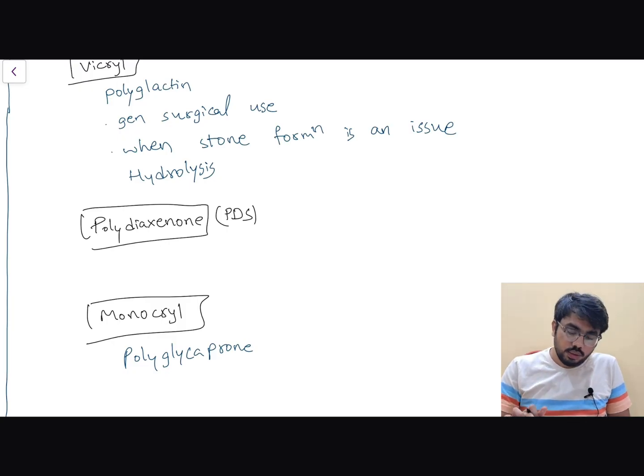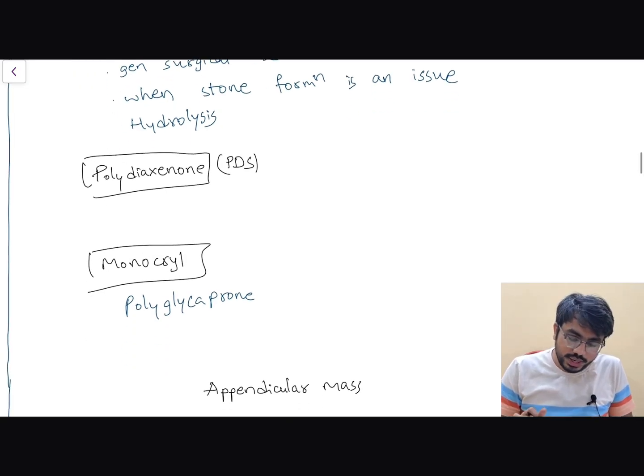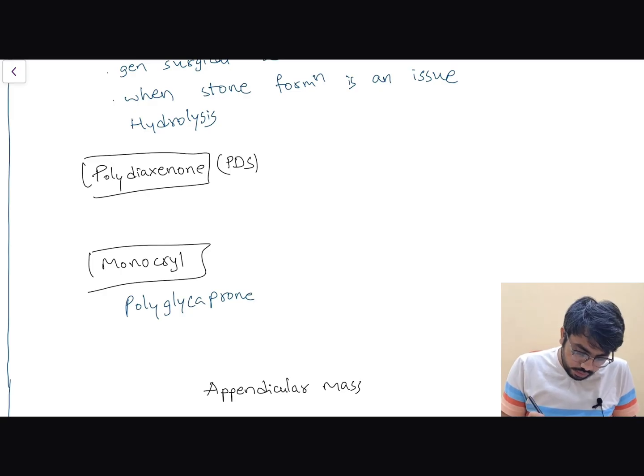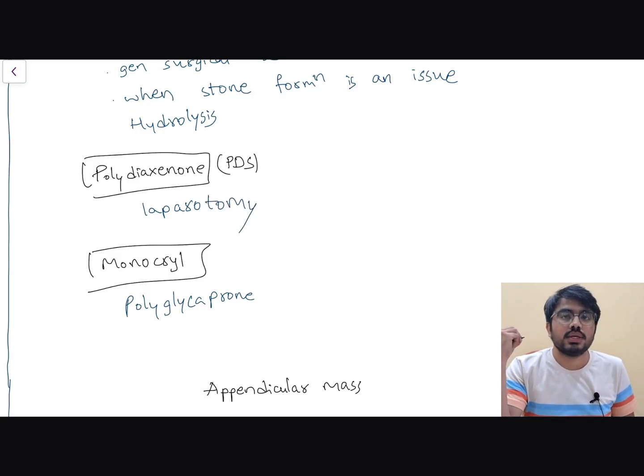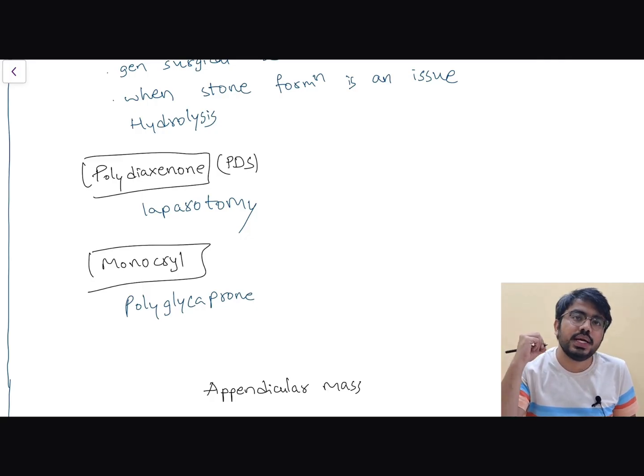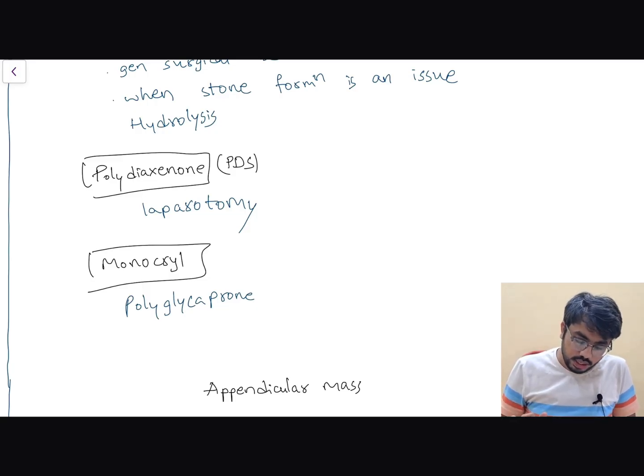Now coming to the next one, polydiaxenon, which is nothing but PDS. Better to remember it as PDS only. That's fine. Only one point I want to tell you: vertical midline laparotomy closure. What is the suture I have to use? I have to use PDS. How to suture that? With which material? PDS, polydiaxenon. Okay.